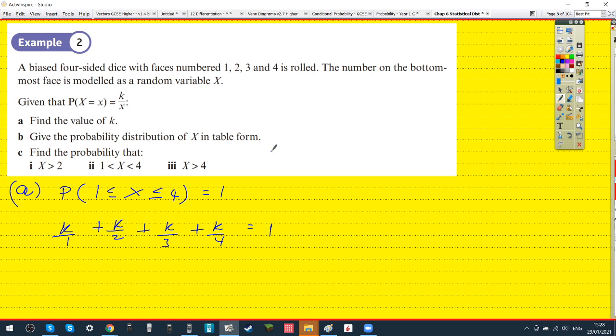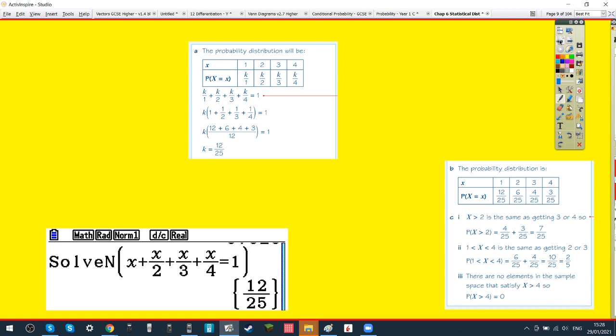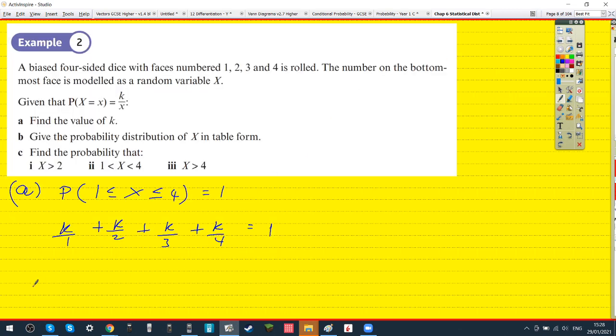Okay, so do I put it in my calculator? Yep. And k is 12 over 25. That's what the calculator should say. Yep. And so to give the probability, we could do it as a table. Okay, so for the table, x and the probability that X equals x.